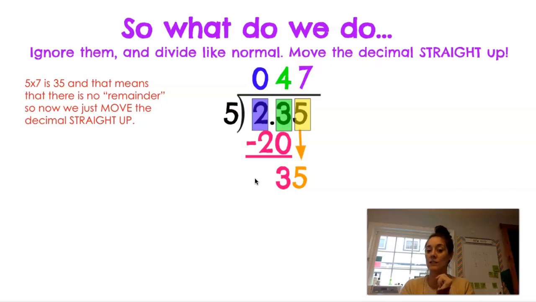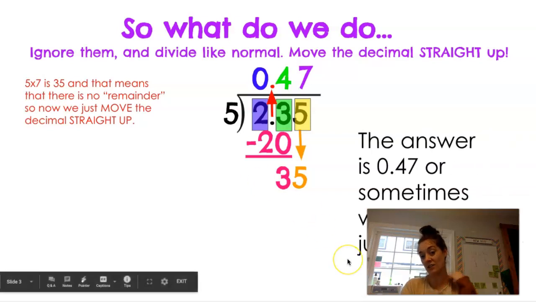So now what I have to do is I just move that decimal point straight up. And then my final answer is 0.47, or sometimes it's written just like .47.